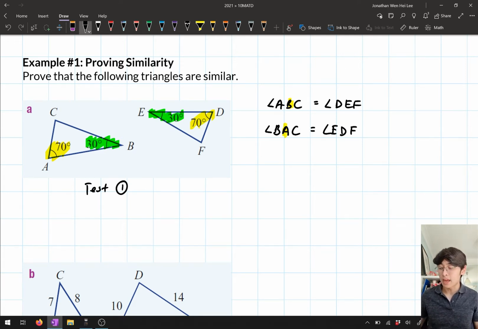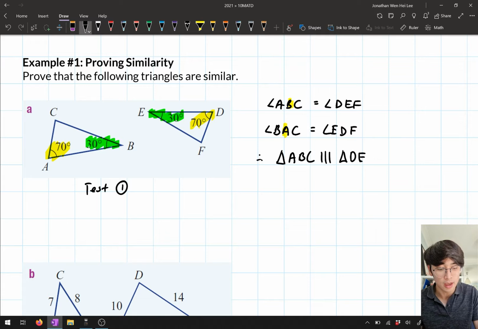And so because of that, now that we've got that information, we've got 2 angles. Using our first test, we've passed the first test. Therefore, that means that triangle ABC is similar to triangle DEF, and we just want to make sure that we write it in that matching order for the corners. So that's quite simple. If we get 2 pairs of matching angles, that's enough for our 2 triangles to be similar.